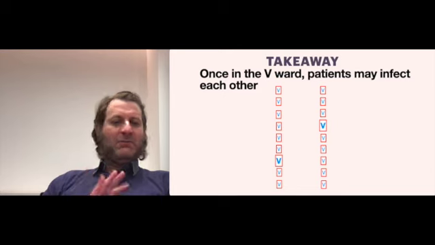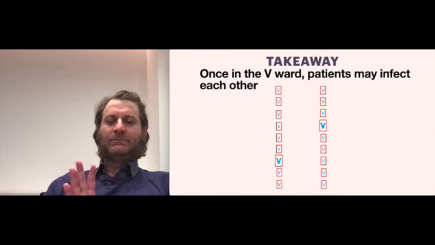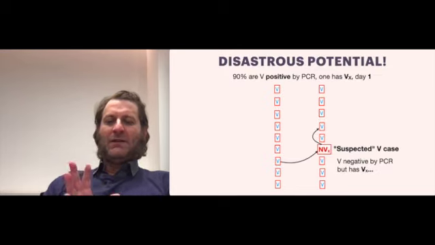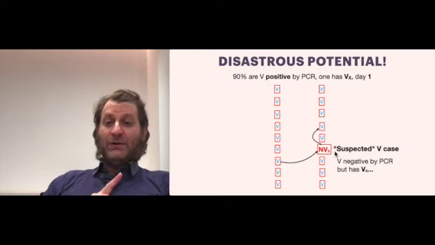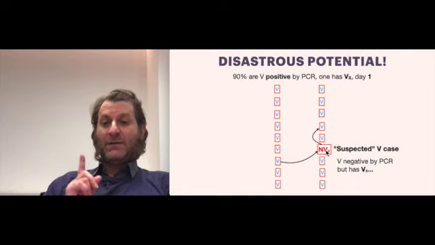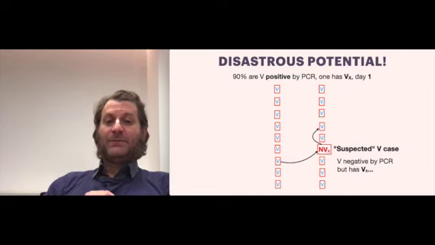When there's only V, it's fine. But when you add VX, it's a disaster. Let's say 90% of these people, even more, are positive just for V by PCR. And one of them has VX. So it's either an NVX, which is negative for V and positive for VX, or VVX, like we saw before, which is a double infection.